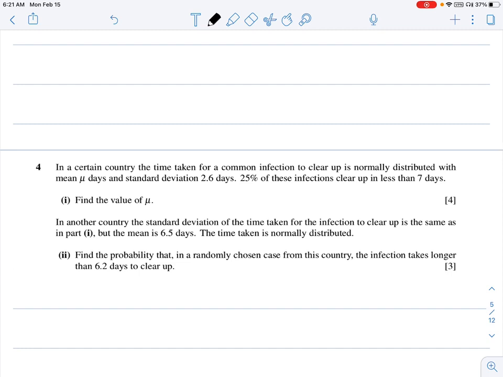In a certain country, the time taken by a common infection to clear up is normally distributed with mean mu days and standard deviation 2.6.